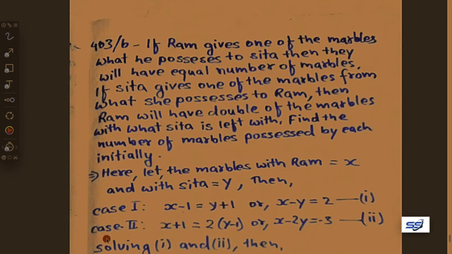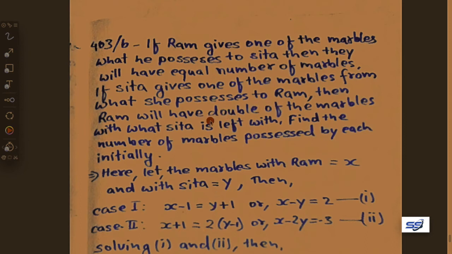Similarly, in the second situation of the question, x plus 1 equal 2 into y minus 1. Here, if Sita gives one marble, it means Sita's marbles are y minus 1. Sita gives, Ram takes, so Ram has x plus 1.